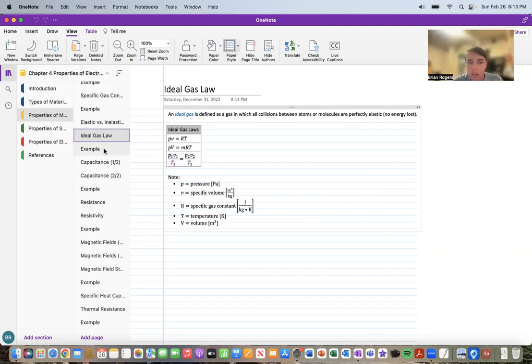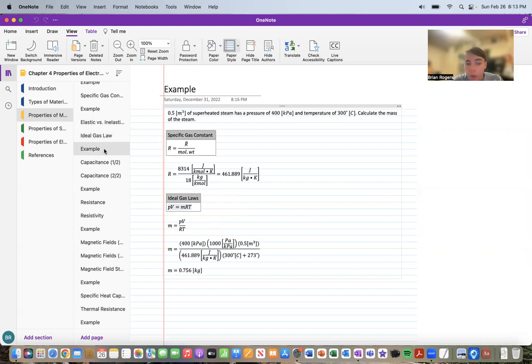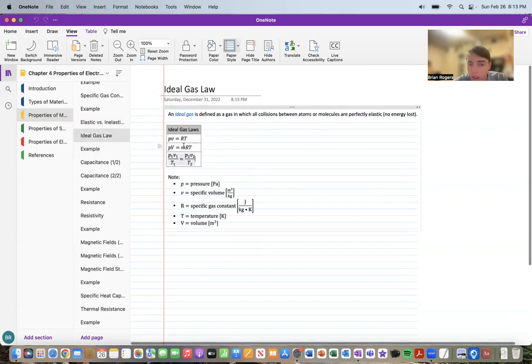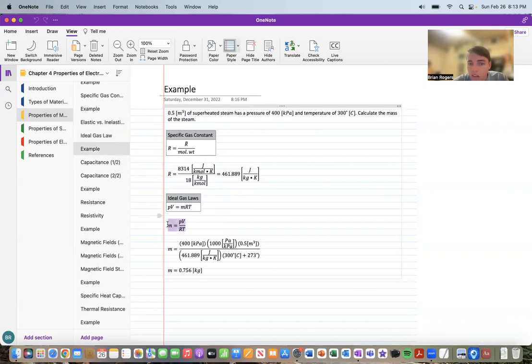So we're going to look at an example where we deal with 0.5 cubic meters of superheated steam, which has a pressure of 400 kilopascals and a temperature of 300 degrees Celsius. We need to calculate the mass of the steam. If we're thinking about mass, we're probably thinking about our ideal gas law. This is great to get the mass from. We can just rewrite it this way, which is great.